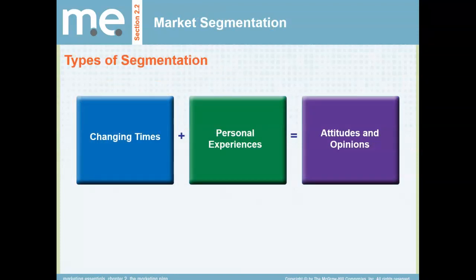Types of segmentation and changing times: personal experiences equal our attitudes and opinions. More or less, this is just saying as time goes on, people are going to change, and their attitudes and their opinions about things will change. Some people will move from conservative to liberal, liberal to conservative based on how they go through life. That's just an easy one to block in there.